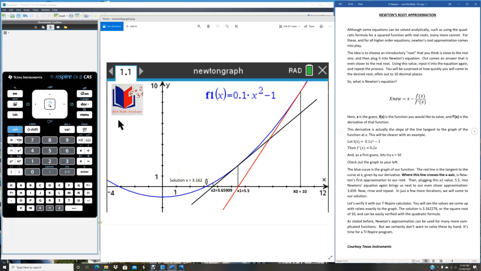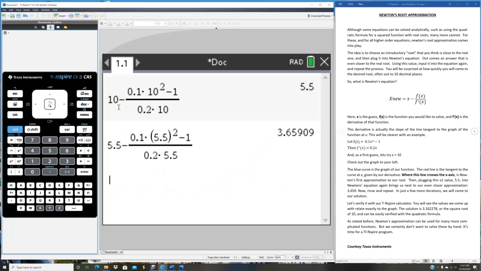Let's verify this with our TI Nspire calculator. Here you can see I've already plugged in the values for the first two function roots. First equation uses x naught equals 10. And plugging this in, we come up with 5.5, just like we showed on the graph. And then when we put 5.5 in, we come up with 3.65909. Let's try the next one.